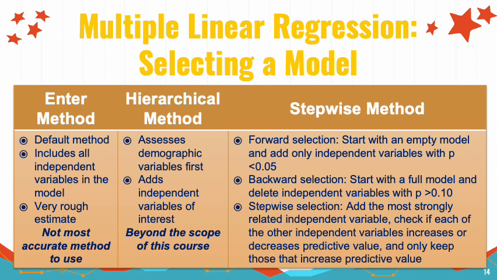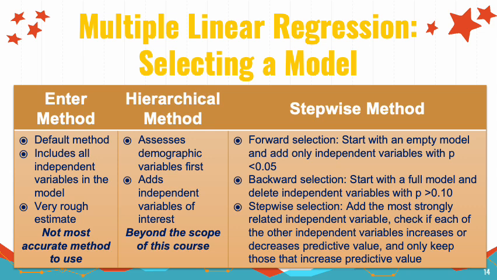Simply stated, in the forward method, you add all the independent variables that have a significant p-value less than 0.05, and backward, you remove all of the non-statistical variables with a p-value greater than 0.10. There is a third method called stepwise selection, which is a combination of forward and backward.